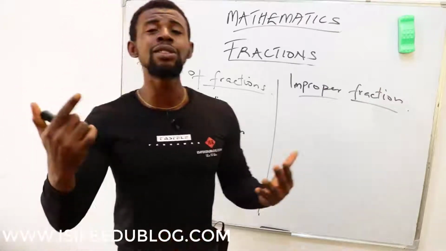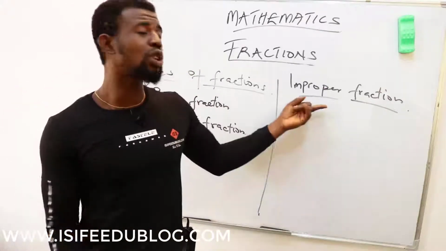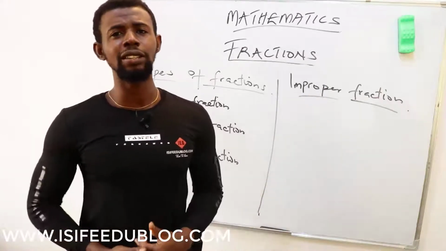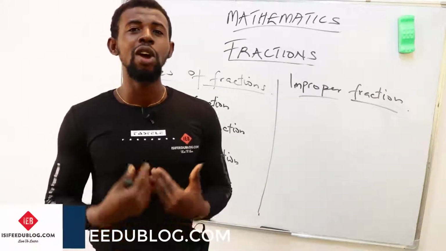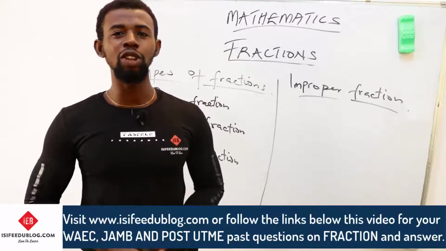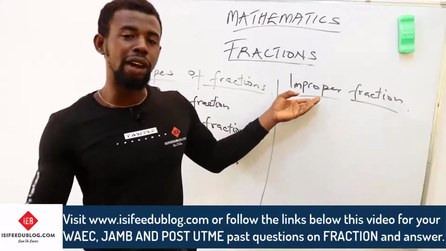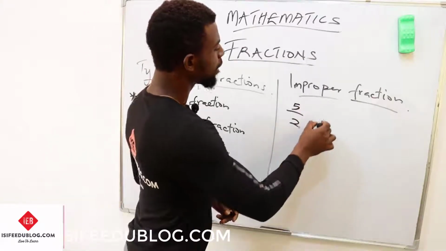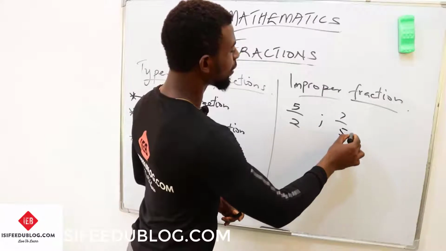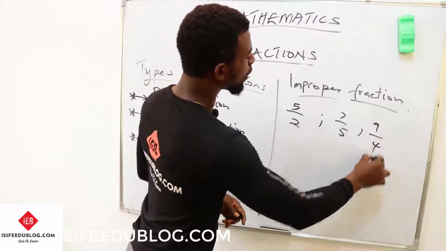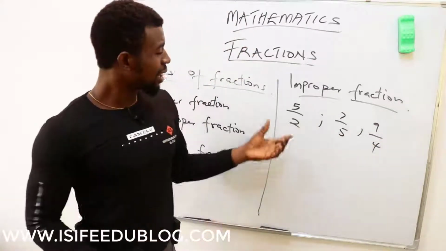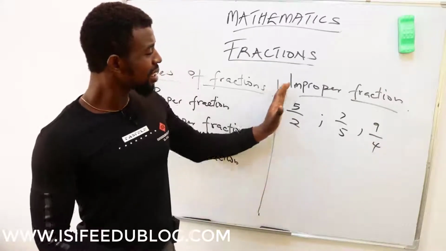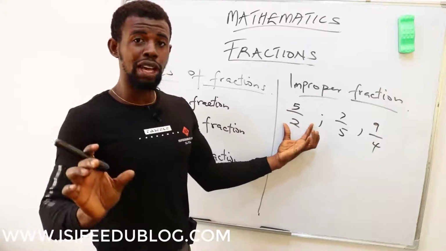But whenever we meet fractions that do not obey that rule, that will give us an improper fraction. And what do I mean by that? Whenever we encounter fractions where our numerators are higher than our denominators, those are improper fractions. For example, if I have 5 out of 2, 7 all over 5, or 9 all over 4.